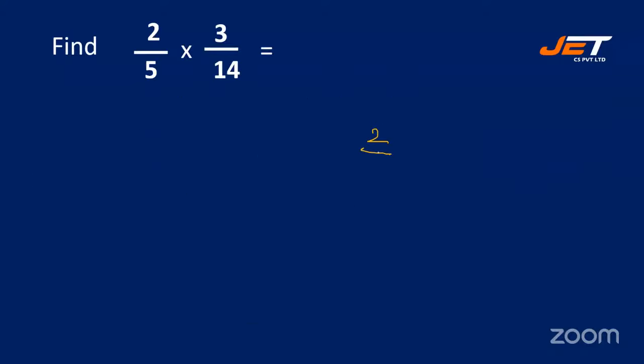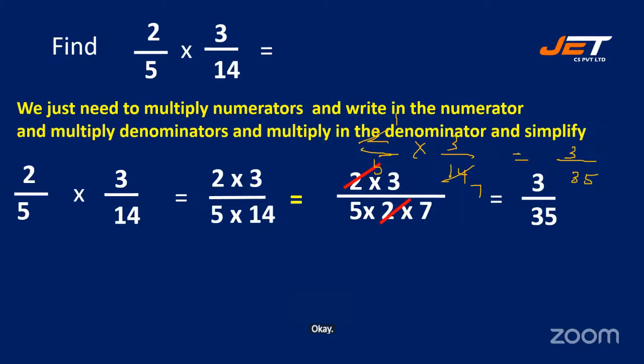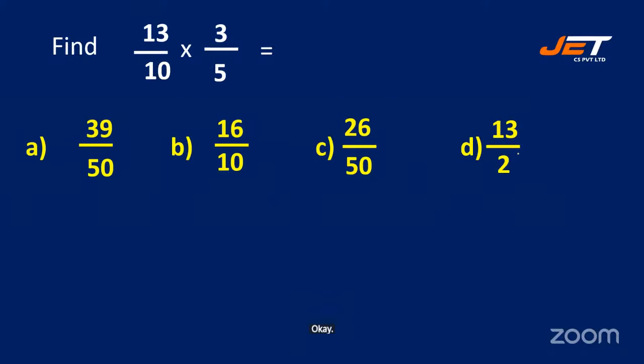Right. So now how do you do this? 2 by 5 into 3 by 14. So 2 ones are 2, 2 sevens are 14. So we write it as 3 by 35. Okay. Right. See it now. Now see the next question, 13 by 10 into 3 by 5. Quickly answer the question, students. I will see the chat box now.